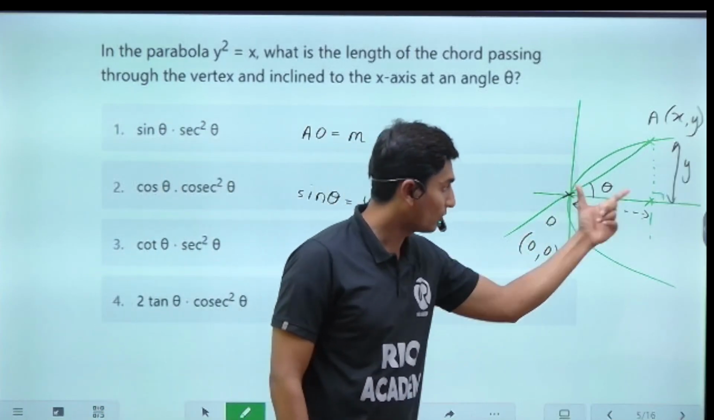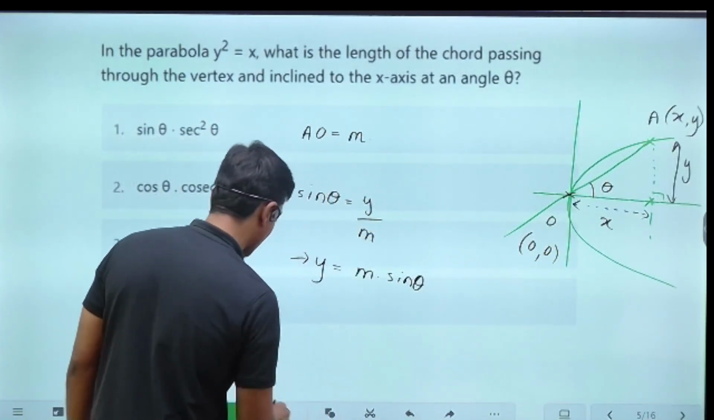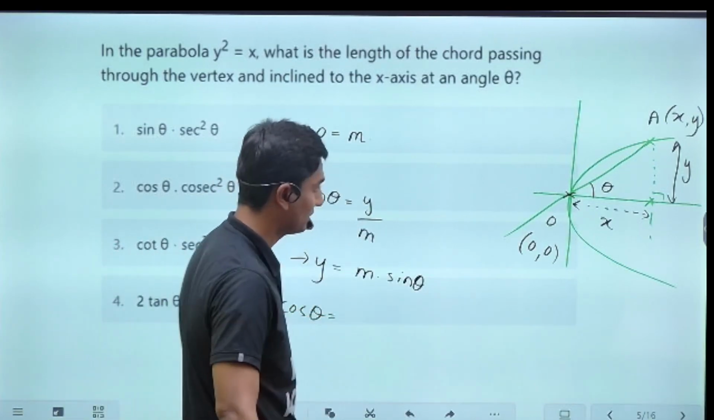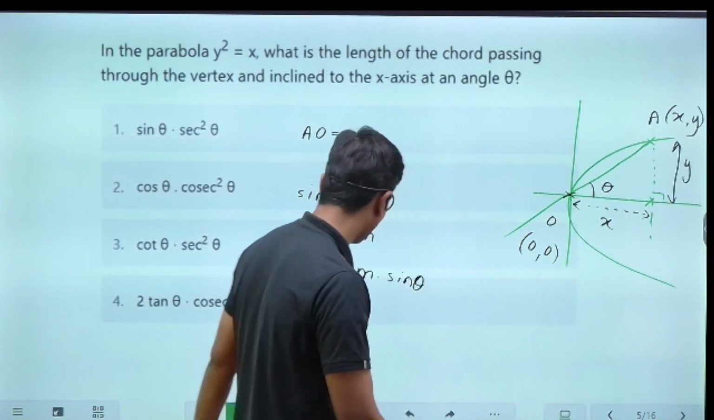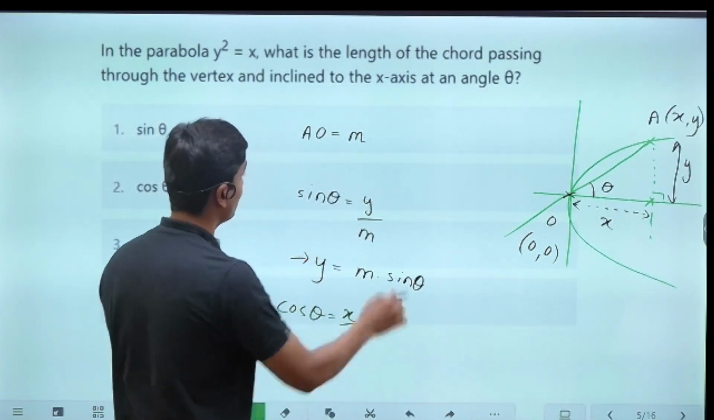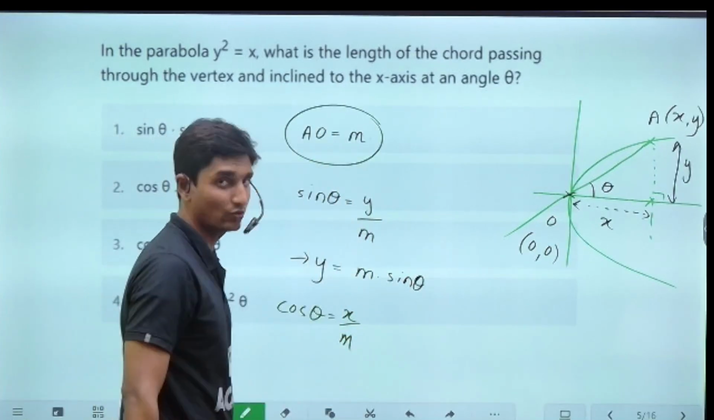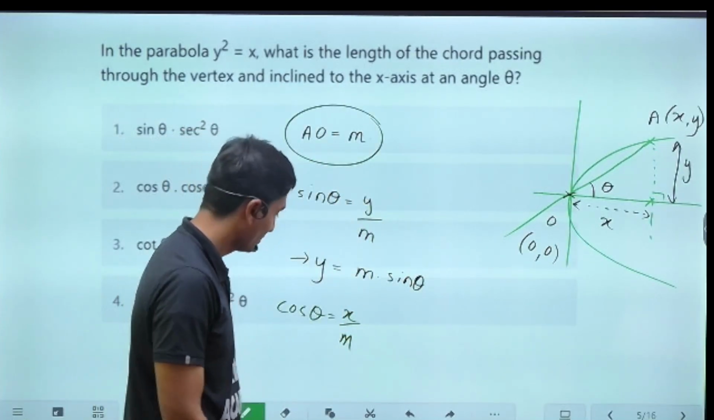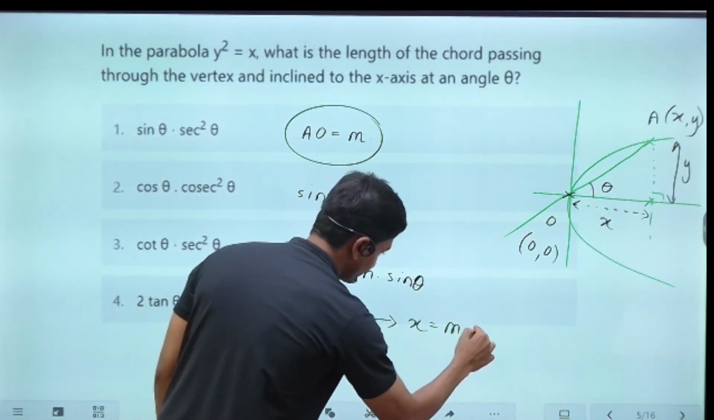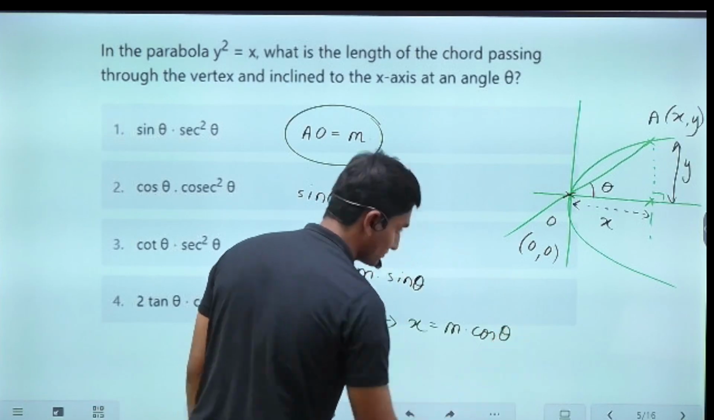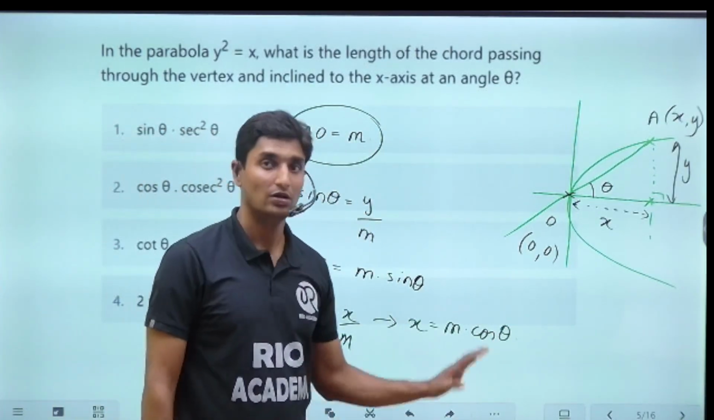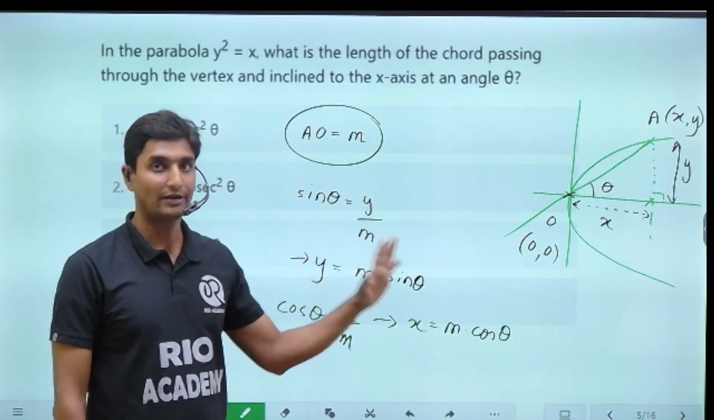And once again, I'm also going to take out the value of cos theta here. The value of cos theta will be equal to what? Adjacent, or base, x, divided by the hypotenuse. The hypotenuse we have assumed to be m. AO is equal to m. That is what we have to calculate here. So I can write the value of x is equal to m cos theta. Correct? Fine.